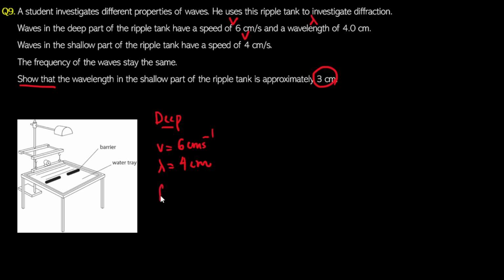From this, you can find the frequency. So v, as usual, is equal to f lambda, and f is equal to v over lambda. In this case, f is equal to v, which is 6 centimeters per second, divided by 4, so you would get 1.5 hertz. Alright, so they already told you that the frequency of the waves stays the same.